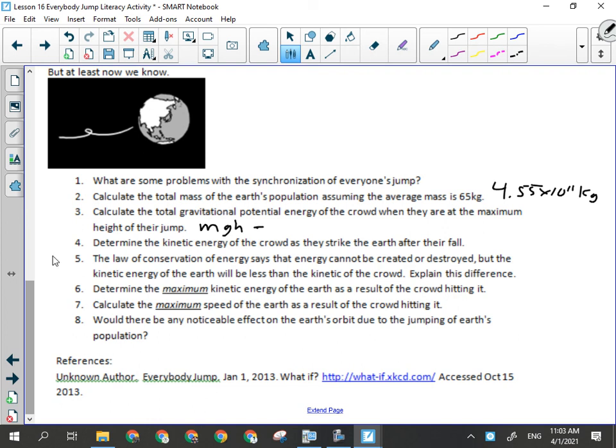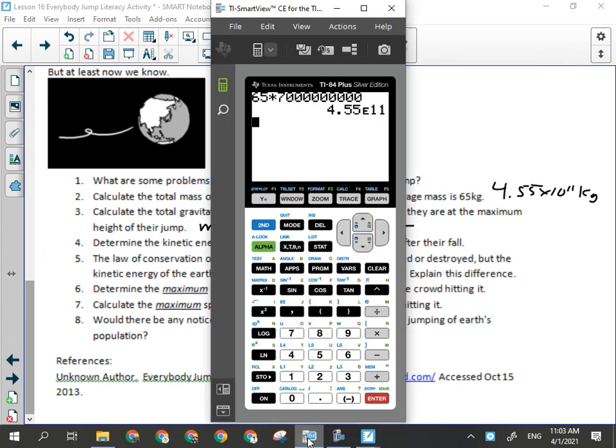So that's 4.55 times 10 to the 11 times 9.81 g times the height, 0.5 meters. Okay, 2.2 times 10 to the 12 joules. That's a lot. That's a lot of energy.